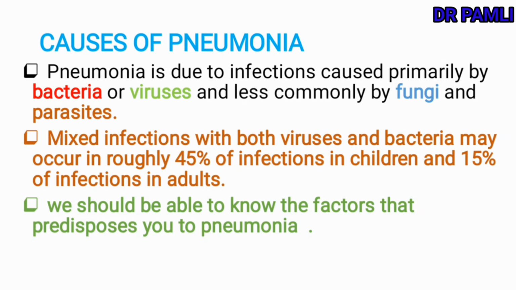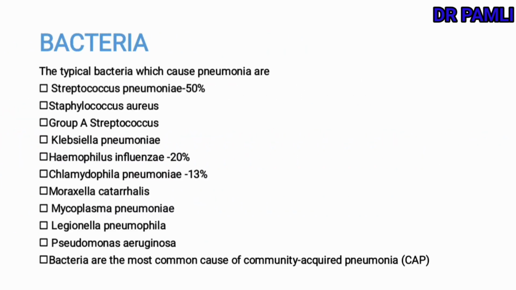Now, pneumonia is due to an infection caused primarily by bacteria. In fact, bacteria play an important role here. There are also viruses, and less commonly fungi or even parasites. Mixed infections with both viruses and bacteria may occur in roughly 45% of infections in children and 15% of infections in adults. So you must be able to know that in children, pneumonia is very virulent in terms of infection. We should be able to know the factors that predispose you to pneumonia, as we've mentioned.